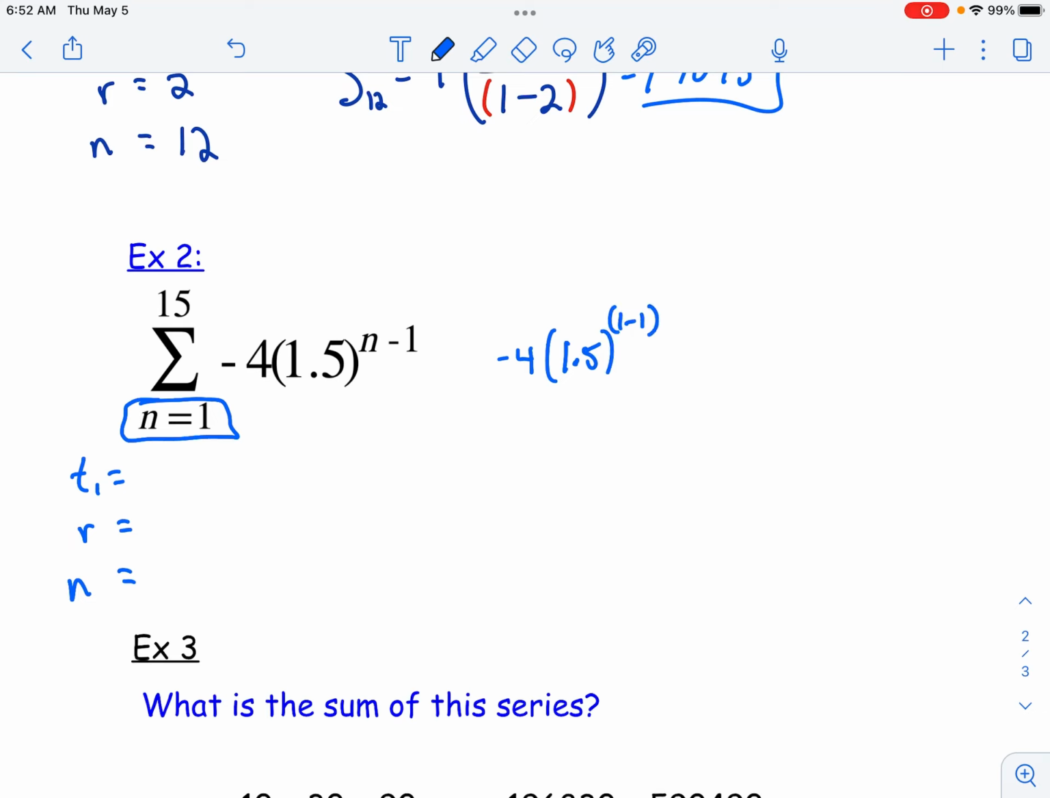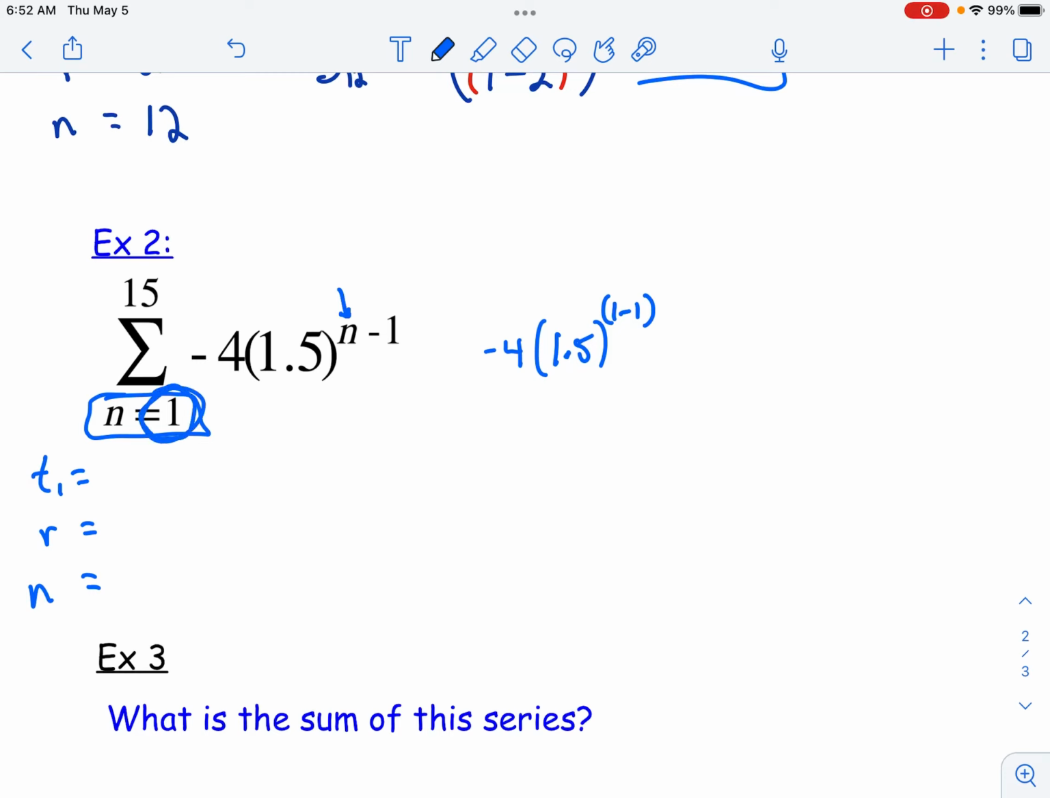So all I did was I replaced this n with a 1, because that's where we're starting. If we were starting here at 3, you'd put a 3 in to get the first term. Okay, 1 minus 1 is 0, 1.5 to the 0 power is 1, and 1 times negative 4 is negative 4.